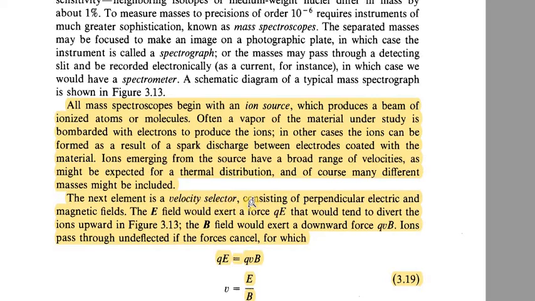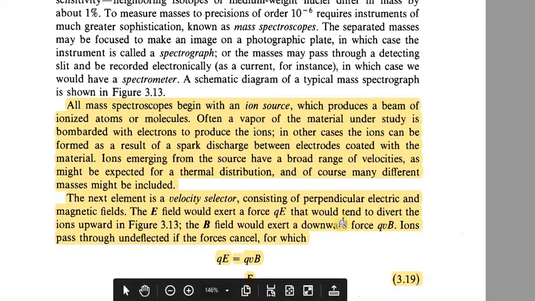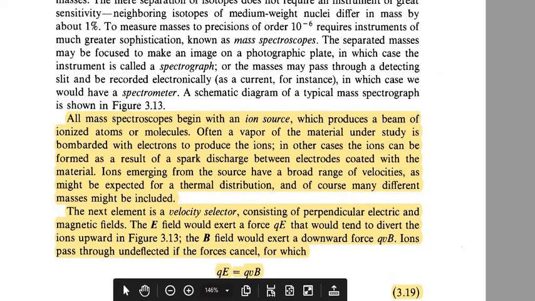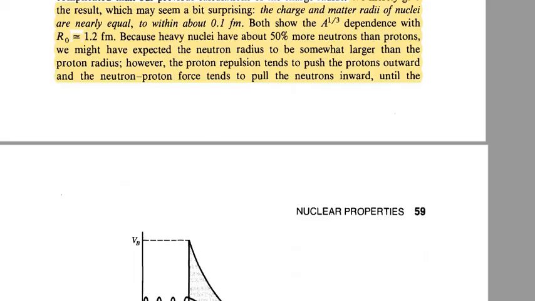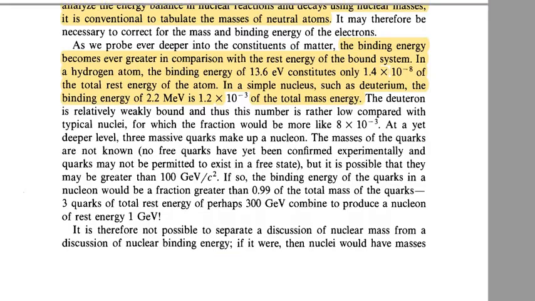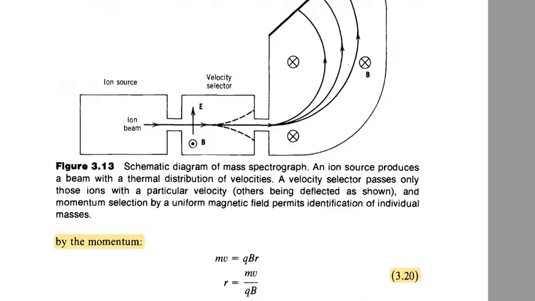The velocity selector consists of perpendicular electric and magnetic fields. The electric field would exert a force qE that would tend to divert the ions upward. You see figure 3.13. Here you can see the figure 3.13. This is the ion source. This is the velocity selector.